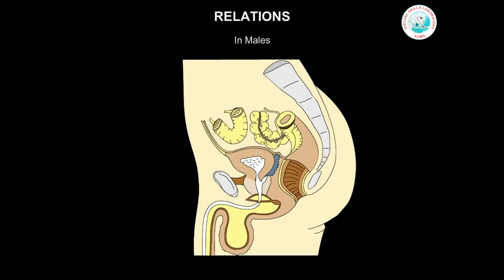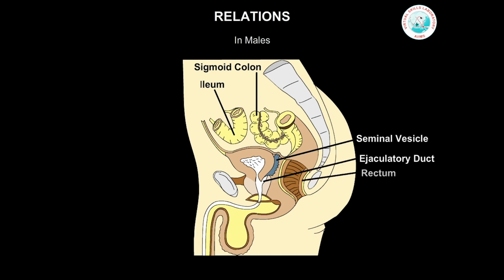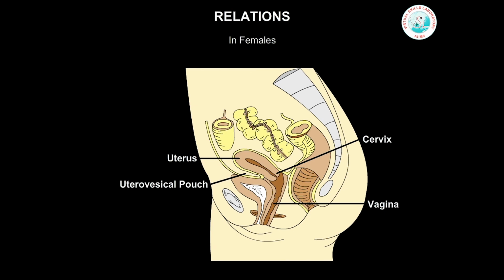In adult males, the upper surface of the urinary bladder is related to the peritoneum, coils of ileum and sigmoid colon. The base is related to seminal vesicles, ejaculatory duct and rectum, while the neck of the bladder is encircled by the prostate gland. In females, the upper surface of the bladder is related to the uterus and cervix. The peritoneal reflection in between these two organs is called the uterovesical pouch. The base and neck of the bladder are in relation to the anterior vaginal wall.